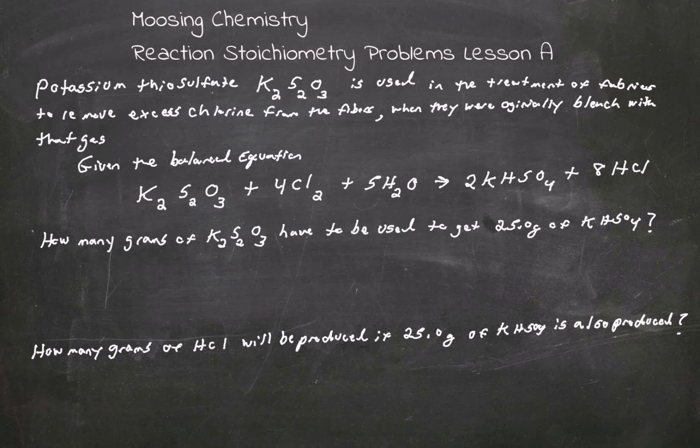Potassium thiosulfate, K2S2O3, is used in the treatment of fibers to remove excess chlorine from the fibers when they were originally bleached with that gas. Given the balanced equation, K2S2O3 plus 4Cl2 plus 5H2O yields 2KHSO4 plus 8HCl. So, the first question is, how many grams of K2S2O3 have to be used to get 25 grams of KHSO4, which is our product?